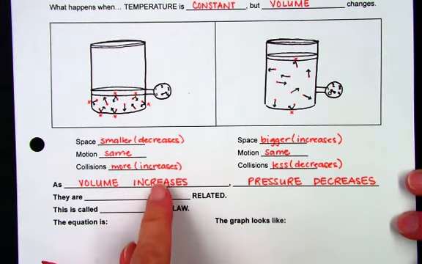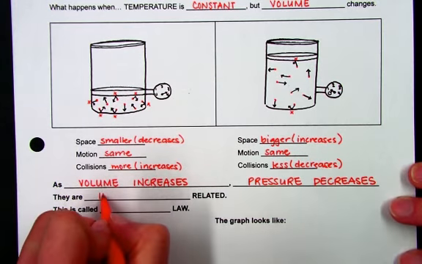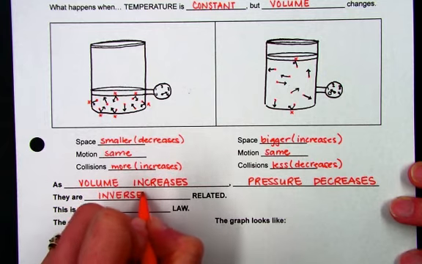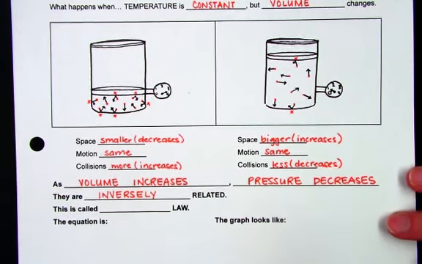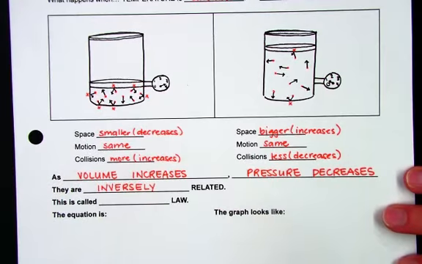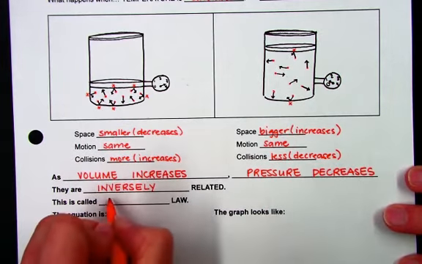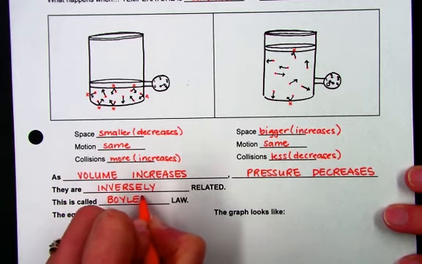If one goes up and the other goes down, they are inversely related. Okay? Inversely related. This particular gas law that relates volume and pressure is called Boyle's law.